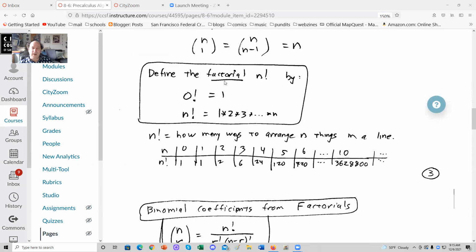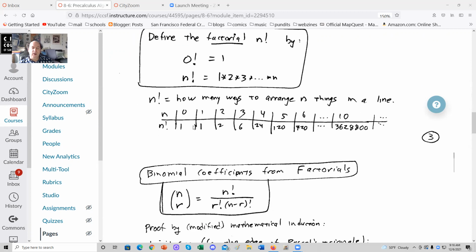It involves something called the factorial, written n exclamation mark, called that because of how quickly it grows. We define 0 factorial as 1, and for any integer bigger than 0, we define it as the product of the numbers from 1 up to n. So 0 factorial is 1, 1 factorial is 1, 2 factorial is 2, 3 factorial is 1 times 2 times 3, which is 6. 4 factorial is 24. 5 factorial is 120, 6 factorial is 720, etc.